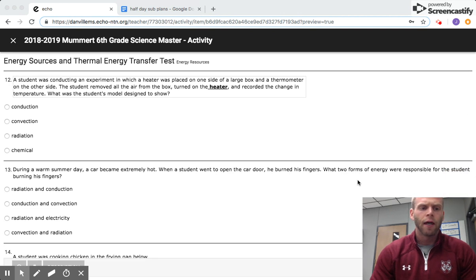Number 12. A student was conducting an experiment in which a heater was placed on one side of a large box and a thermometer on the other. The student removed the air from the box, turned on the heater, and recorded the change in temperature. What was the student's model designed to show? Conduction, convection, radiation, or chemical?